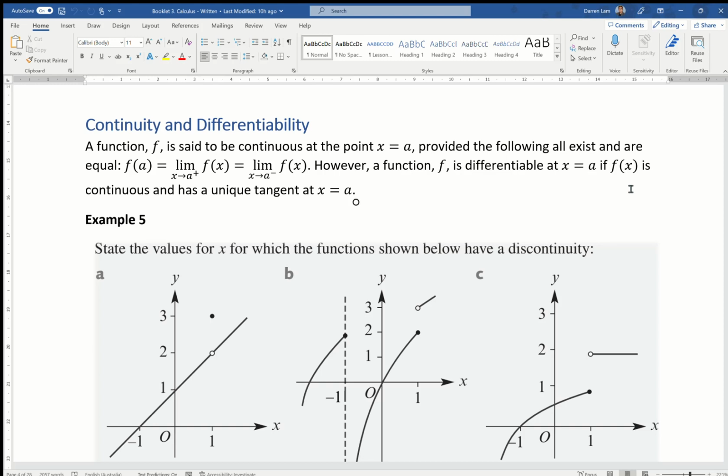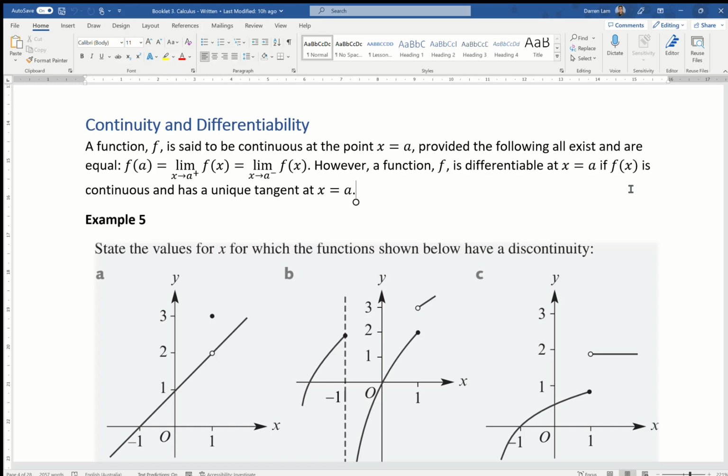A function f is said to be continuous at the point x equals a, provided the following all exist and are equal. So that is f of a, the value you get for y when you substitute x equal to a, the limit as x approaches a from the positive side, and the limit as x approaches a from the negative side. Essentially, for a graph to be continuous at a specific point, all that needs to happen is that there needs to be a point, pretty straightforward, and it needs to be the same value from the left and from the right.